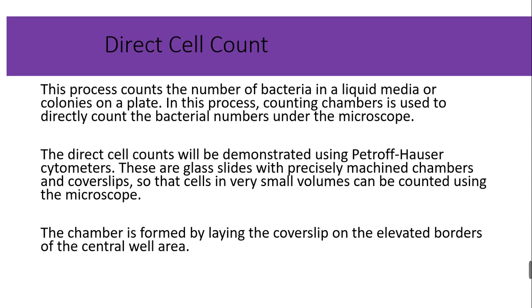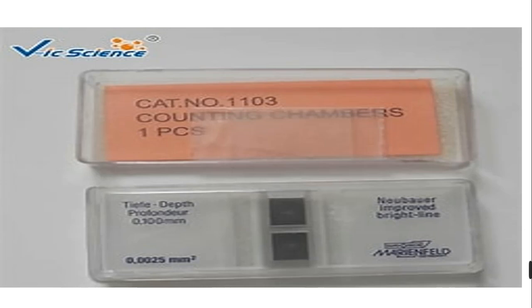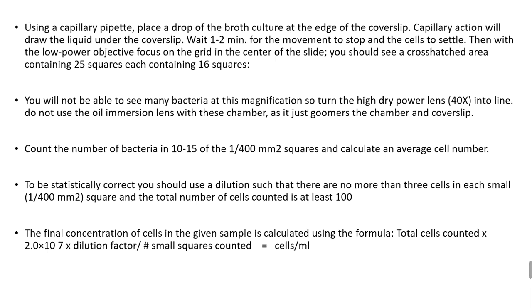This process counts the number of bacteria in a liquid medium or colonies on a plate. It probably uses the counting chamber. You can also count directly in the counting chamber using the microscope. There is something we call the Petroff-Hausser cytometer. That is what we actually use to do this. So this is a pictorial view of it. And I'm trying to give a PowerPoint of the procedures that we use.